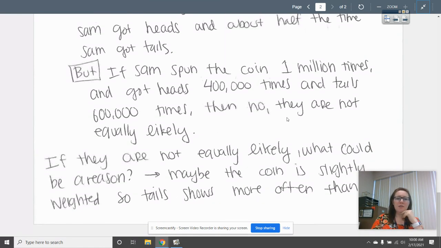But here then it asks, if they're not equally likely, let's say this second scenario is true. They're not actually equally likely. What could be a reason? Because we thought it's supposed to be 50-50. What's making it so they're not equally likely? Well, honestly, one pretty clear answer could be that maybe the coin is weighted. When we spin it, it's slightly weighted more, so it falls down so that tails shows more often than heads. So that's one reason that I would think it could be more likely to show tails than heads. So that's an example of comparing probabilities.